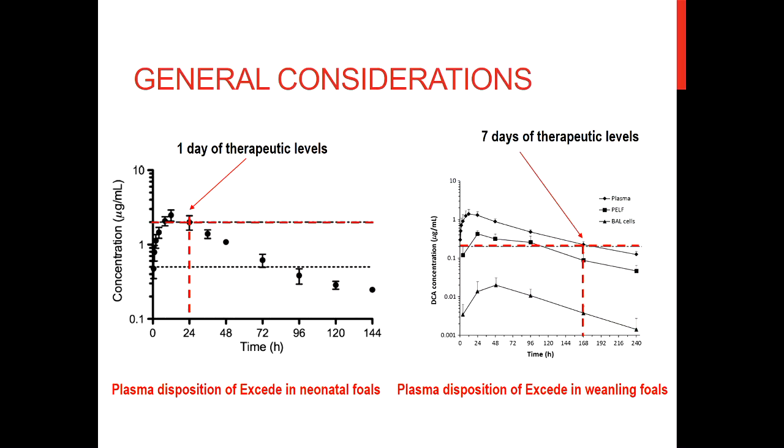If you look at neonatal foals, again, less than a week of age, this is my target concentration, 2 micrograms per milliliter. I'm only above the MIC in this case for 24 hours, and I barely reach that target during the course of that dosing interval. So understanding that there are some differences that occur with age that impact the assumptions we can make about how doses are given.